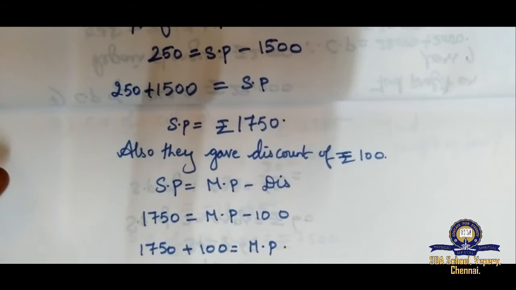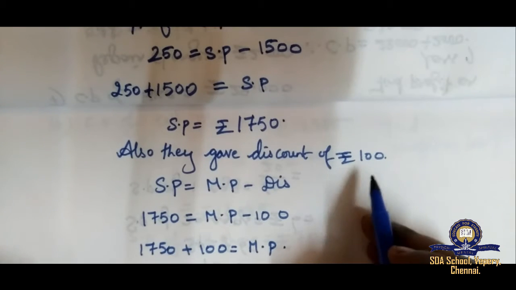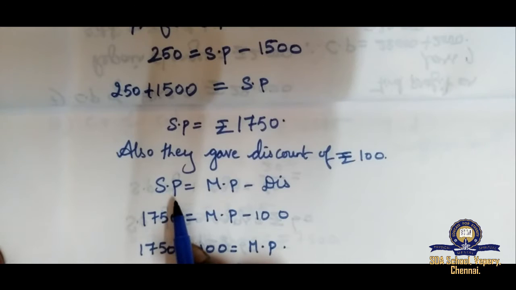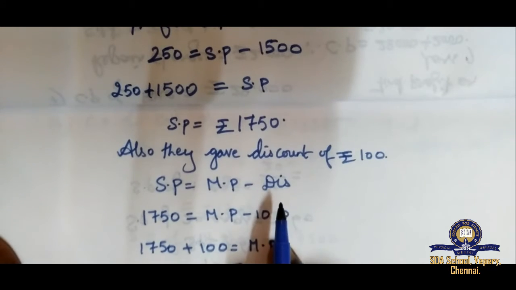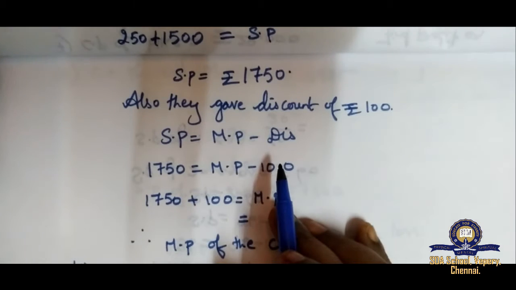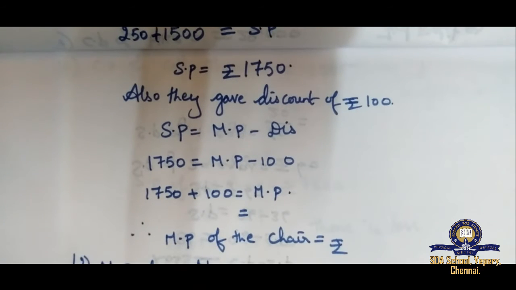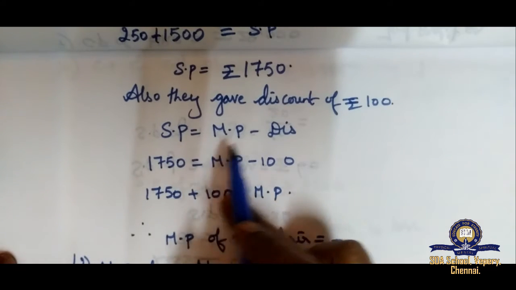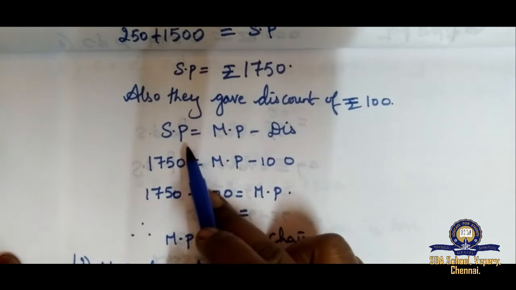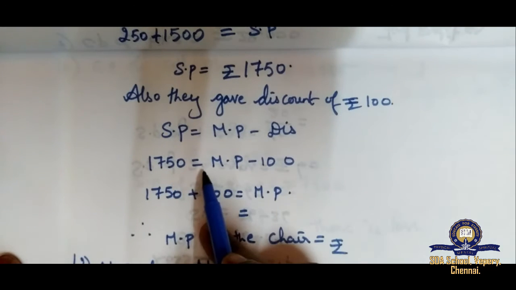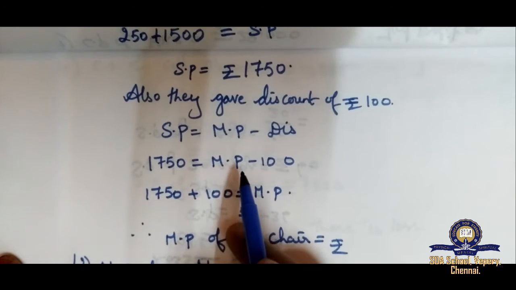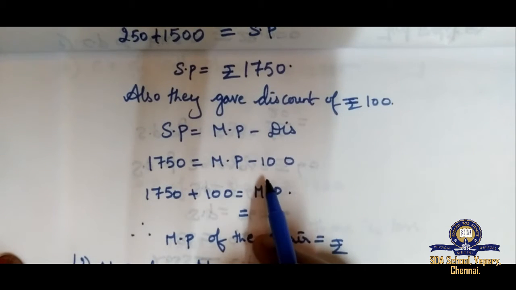He said no, he wants to give rupees 100 as a discount. So discount is 100. We know the discount formula is selling price equal to marked price minus discount. So our motive is to find the marked price of the chair. On the chair they would have marked some price, a tag will be given on the chair. What is the marked price of the chair? That is what we need to find out. So selling price equals marked price minus discount. Selling price we know is 1750, equal to marked price we are going to find out. So I have written MP minus discount, which is 100.